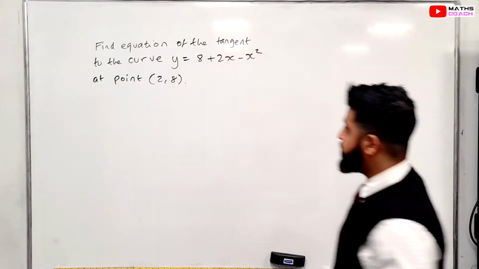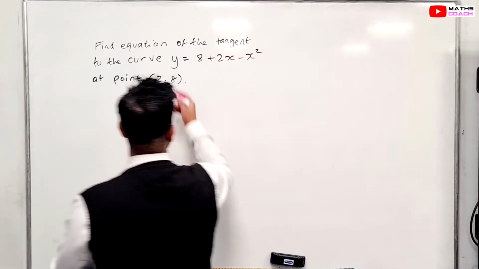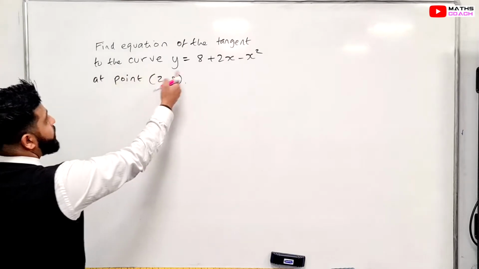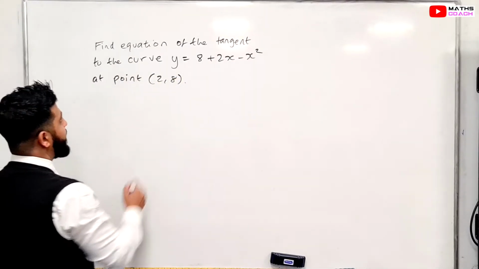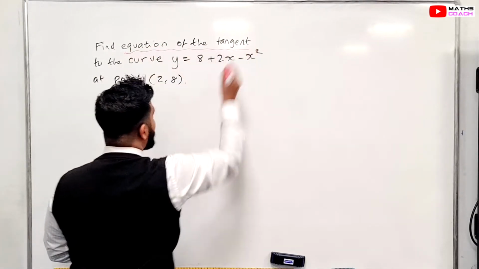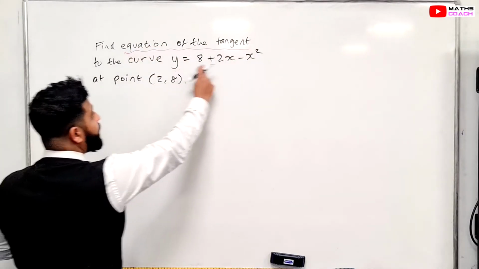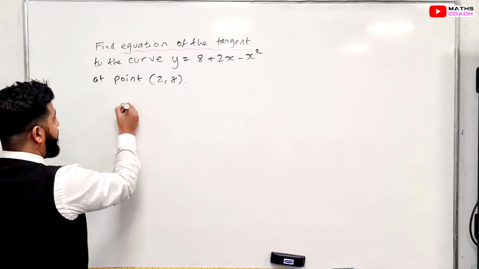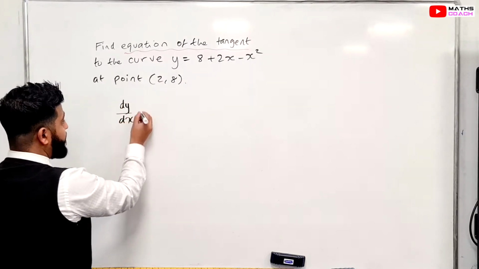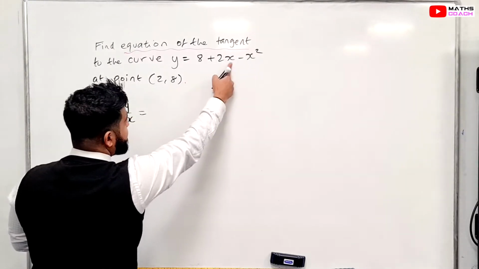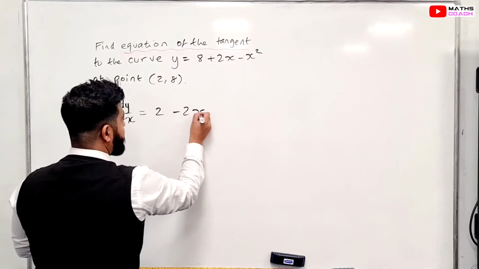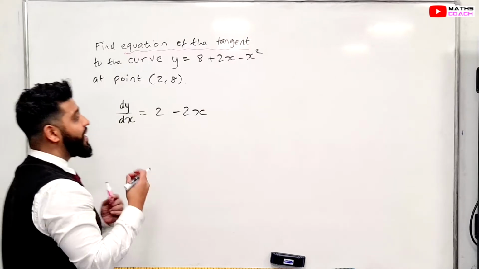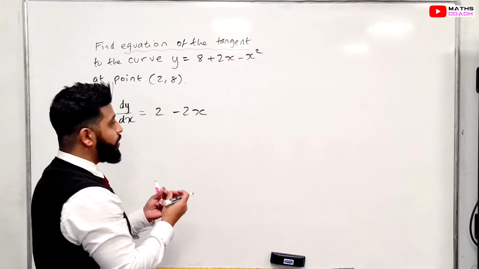So let's go. The first question that I have is to find the equation of the tangent to the curve y is equal to 8 plus 2x minus x squared at the point (2, 8). So we are going to be finding the equation of our tangent. We can differentiate this to find our gradient of the curve. So dy over dx would be: 8 disappears, the 2x becomes just 2, and the 2 drops down here, giving you minus 2x. So this form here will tell us the gradient of our curve wherever we want it.